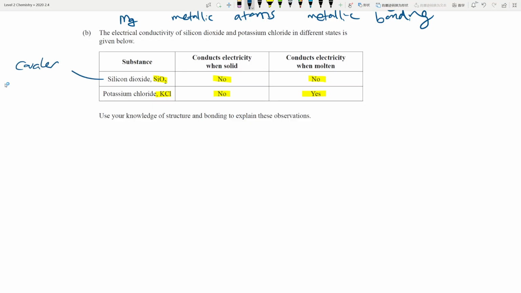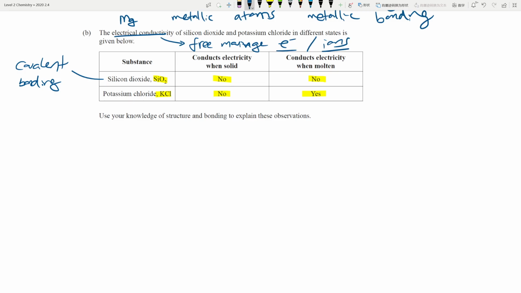So for anything that conducts electricity, electrical conductivity, you require one of these 2 things. You need free moving electrons or free moving ions, one of the 2.